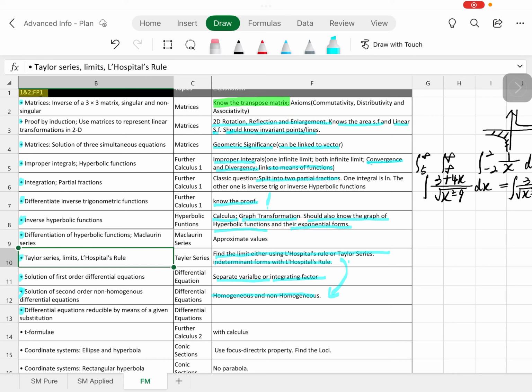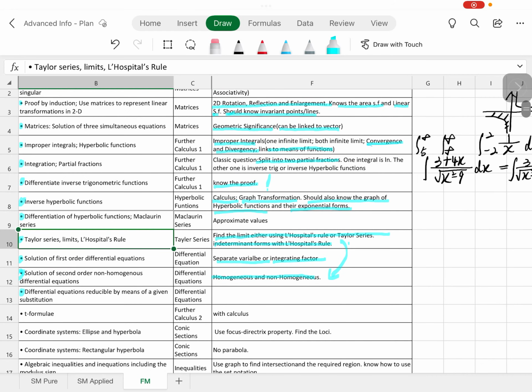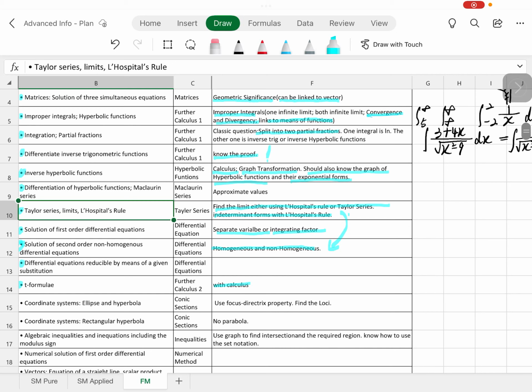So same thing, you need to do some practice on this one, followed by the T formula. Bear in mind these can link with calculus. Next one, coordinate system. They have ellipse, hyperbola, rectangular hyperbola. So you can see no parabola. Parabola is not mentioned here.